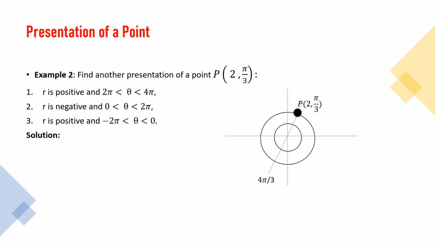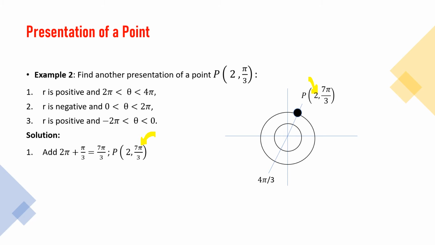If I have a point in polar coordinates, I can write this point in 3 ways. Now, if I want r to be positive and theta to be between 2 pi and 4 pi, I can add 2 pi to my angle, and adding 2 pi to pi over 3 is going to give me 7 pi over 3. And that's how we do it. Notice that by adding 2 pi, the position didn't change, but the naming has changed. So the new point is now 2 and 7 pi over 3.